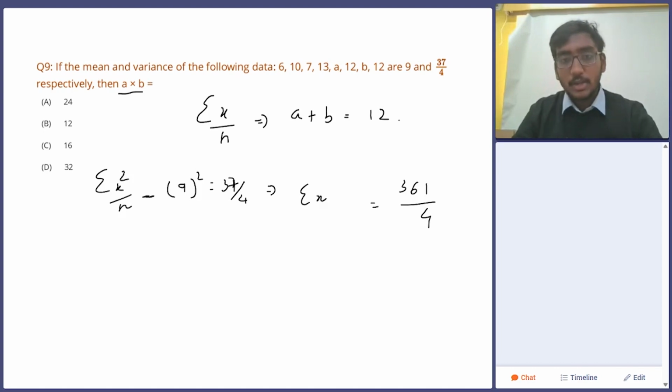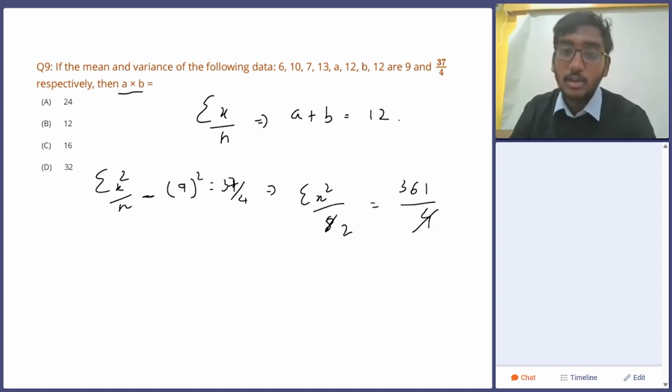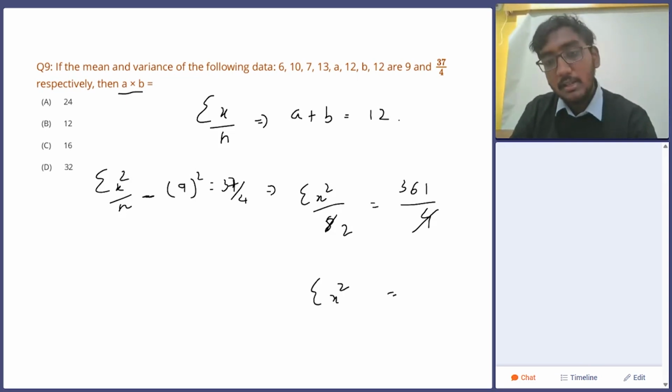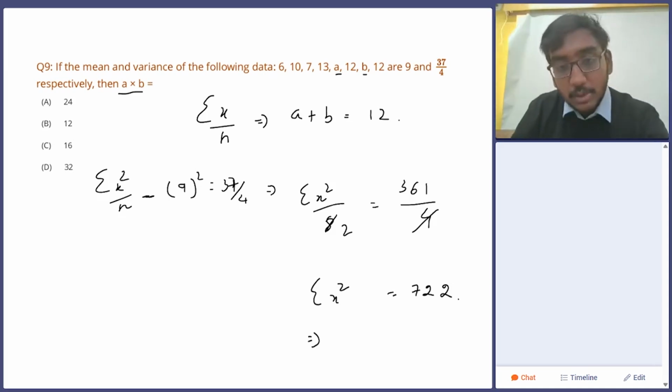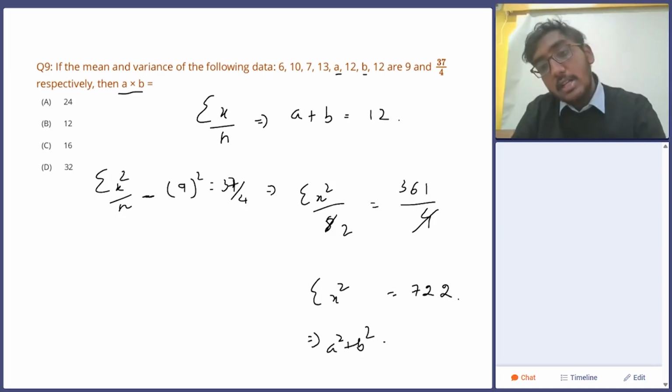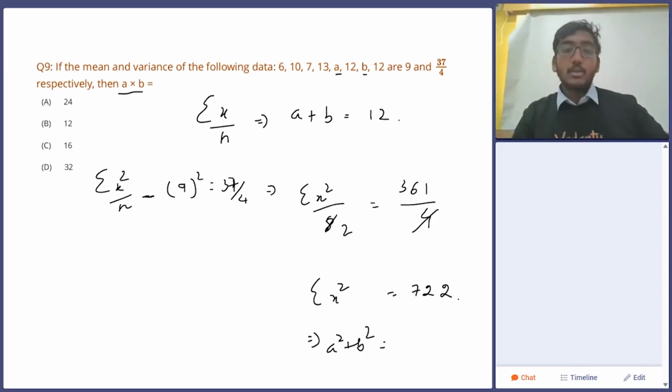That is sigma x square upon n. N is 8, right? Cancel these two, you will be getting 2 in the denominator. Sigma x square will be 722, okay? So you have to square all these entries and add it up. All the squares will be a value except a square and b square. With this, you will get the expression for a square plus b square by subtracting all the other square numbers on the other side. A square plus b square are the only unknowns.